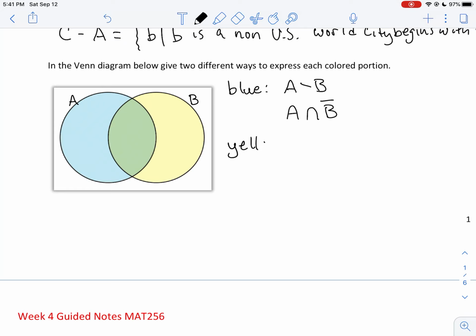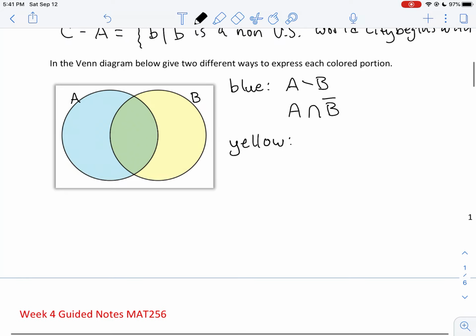For the yellow, let's do that one next. Yellow is everything that's in B but not in A. So if I just do B minus A, that'll work. Another is to intersect everything that's in B with everything that's not in A. Because anything that's in B and not in A would be in that yellow portion.